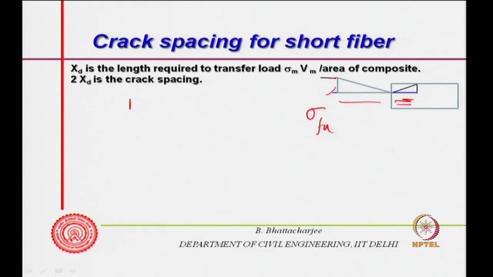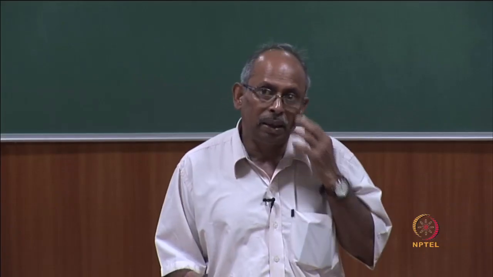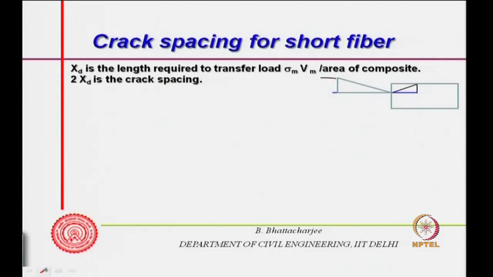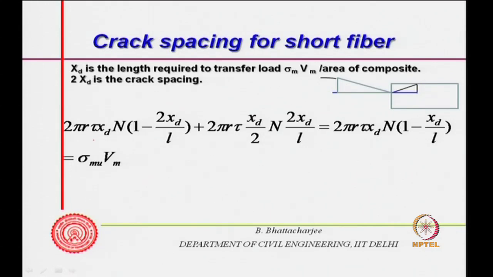We had effective number of fibers earlier, n equals V f divided by pi r square, but now this will get modified by a factor. I can multiply it by a factor such that if it is full fiber effective, then this factor is 1, but if it is only part of the fiber effective, then I can take it something like this. So, what we are saying, twice pi r tau x d is the length required to transfer full load, which we have said earlier, and this is the n fiber if it was aligned fiber.